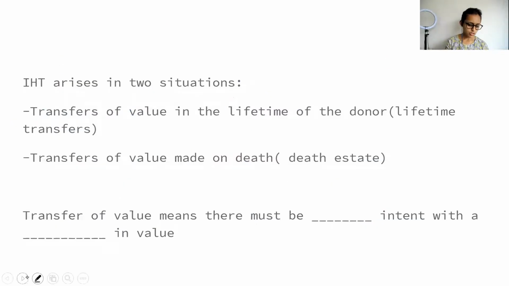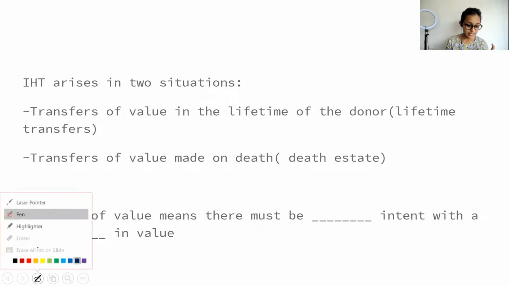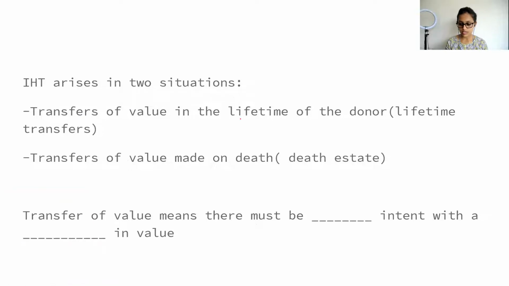All right, now let's focus on this. IHT usually arises in two situations. One is for lifetime transfers. As you already know, lifetime transfers means what? It means your PET and CLT. IHT arises in that situation. And the death estate: IHT also arises upon the death estate. In these two situations is mainly when IHT arises.